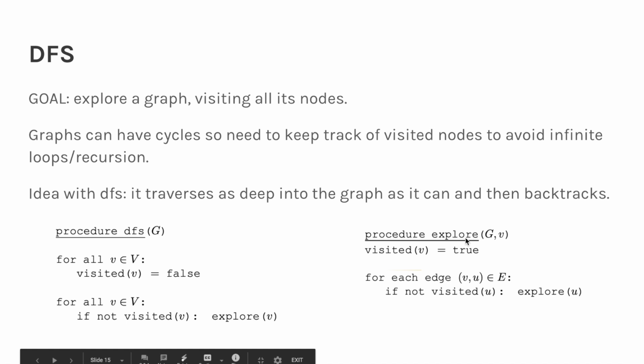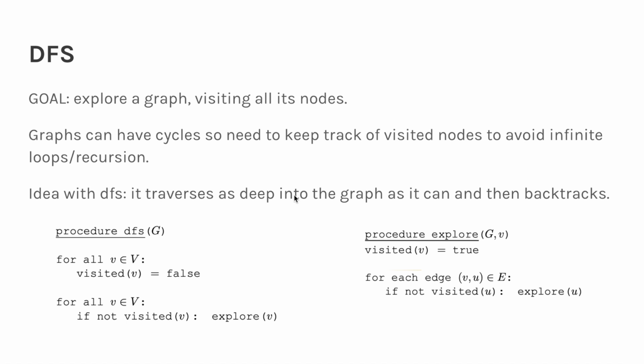And the explore function, well, what it does is it first sets visited of the node you're exploring to true. Makes sense. And then for every edge going from V to U, so basically all the neighbors of our vertex V we're exploring, if you haven't already visited that neighbor, then you recursively call explore on that neighbor. Okay, so this is exactly what we've outlined here as the idea with DFS.